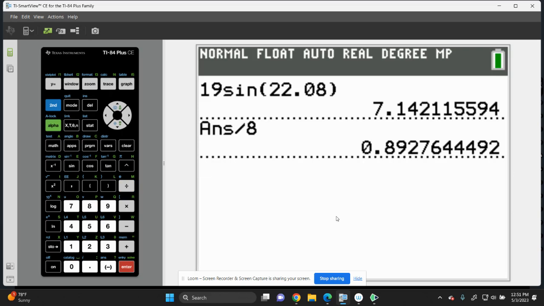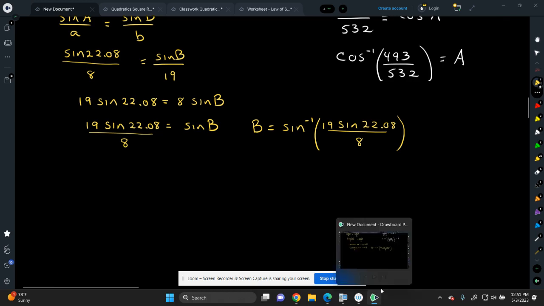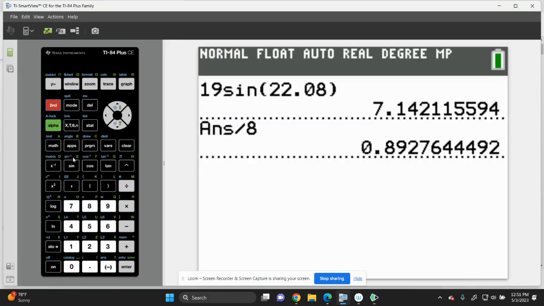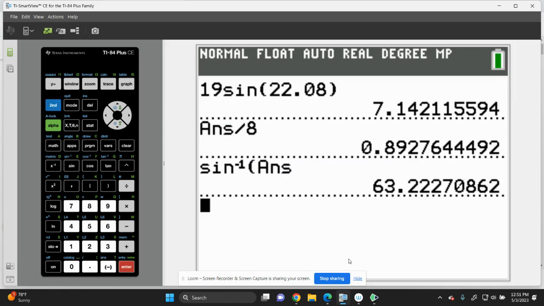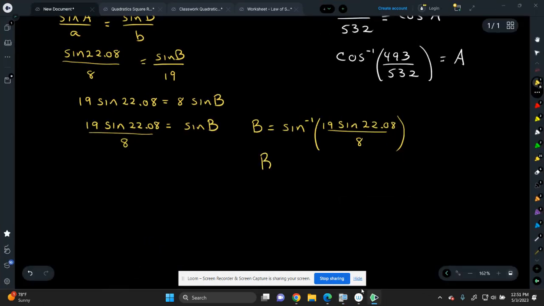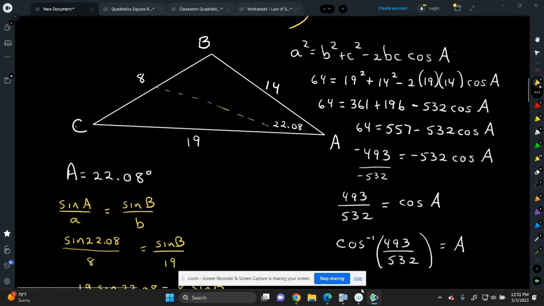Okay, so I get 0.89276 and so on. That number doesn't make sense, it's way too small, right? So what do I have to do? Take the inverse sine of that. So inverse sine of that number, 63.2 degrees. So B is 63.2 degrees. And then I can find the angle C just by subtracting from 180.